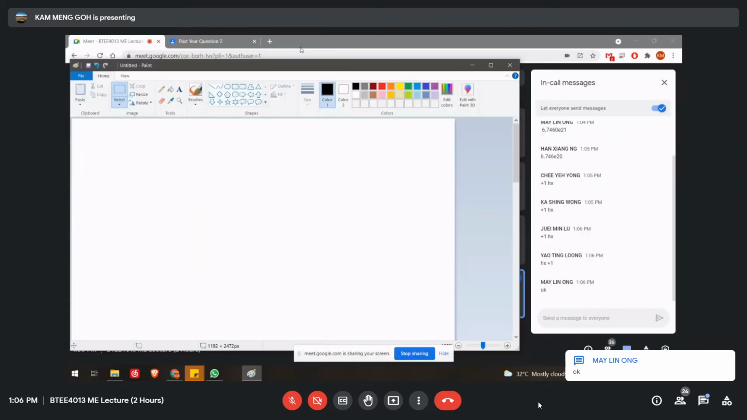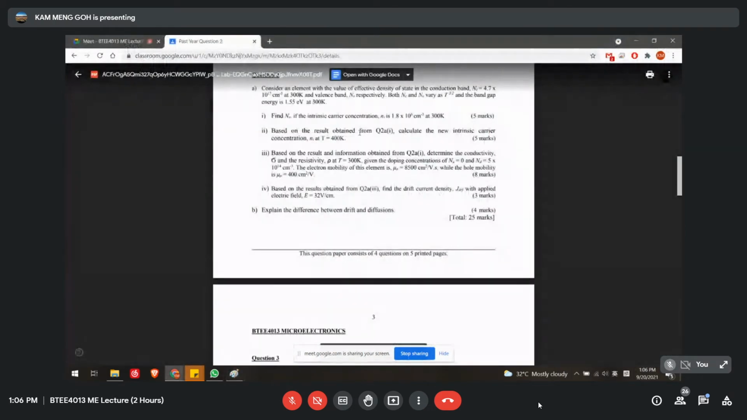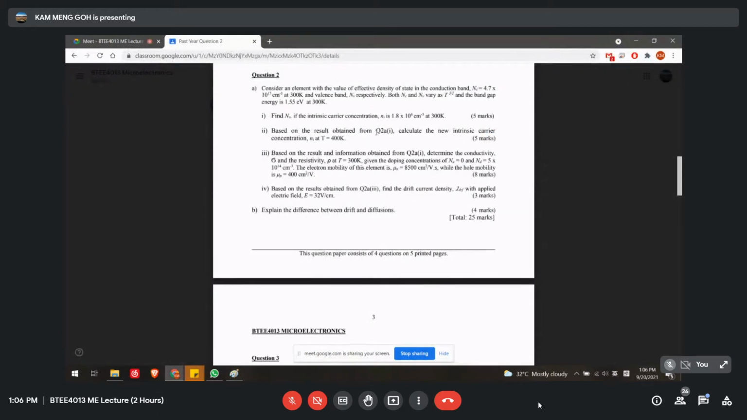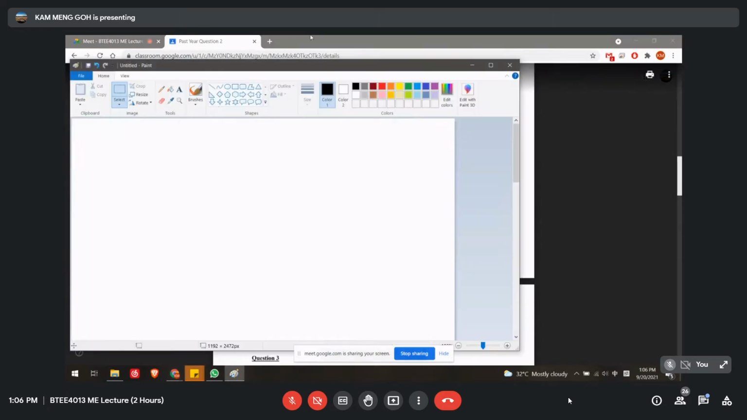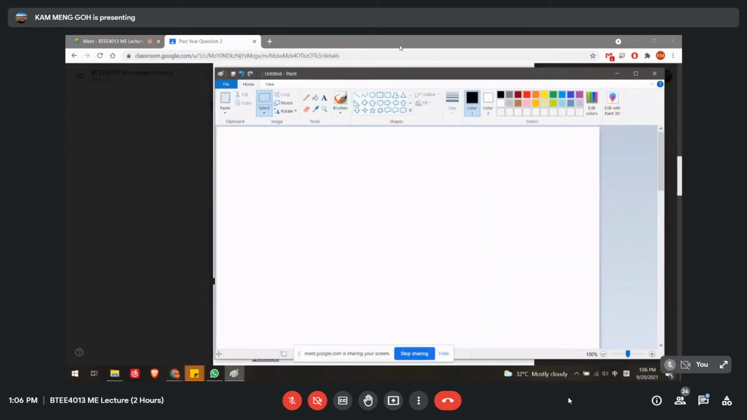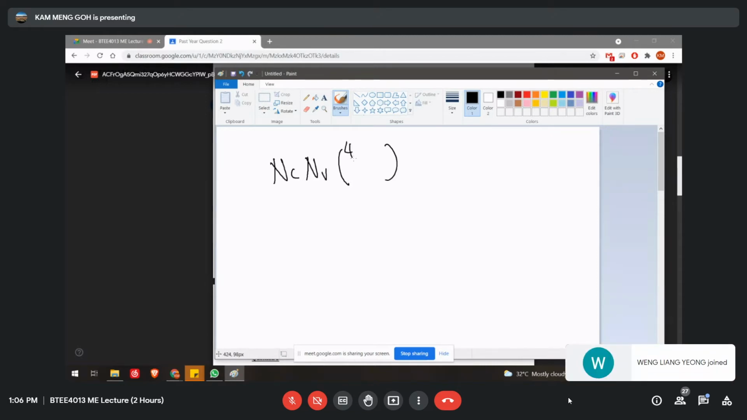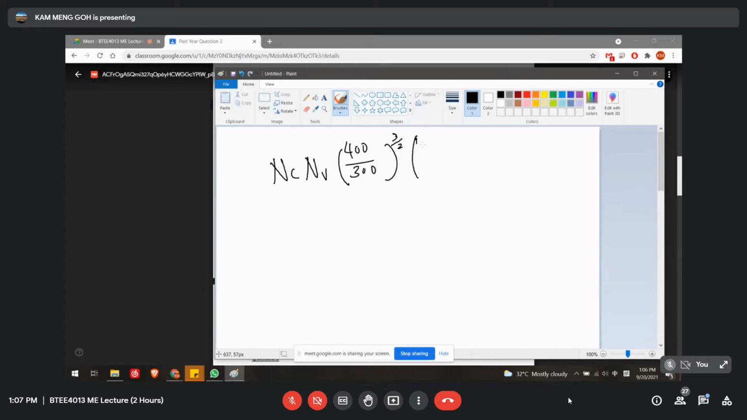Let's go to the second part. Based on the result obtained from Q2A1, calculate the new intrinsic carrier concentration at T equals 400 K. So here's a little trick. We need to know that NC and NV each go by 4 over 3 multiplied by 3 over 2. So when you add these two things together, you will get 3. Okay, makes sense.